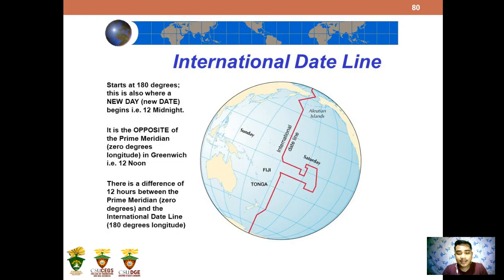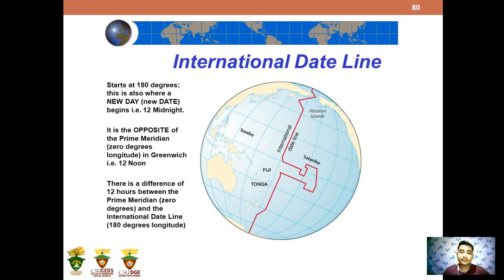And opposite the prime meridian, which is 180 degrees, is called the international dateline. This means that when you cross that meridian, your day changes, your day becomes plus 1. So when you say international dateline, it starts at 180 degrees. This is also where the new day or the new date begins. For example, at 12 midnight in the Philippines, that's the time we add plus 1 to our day.